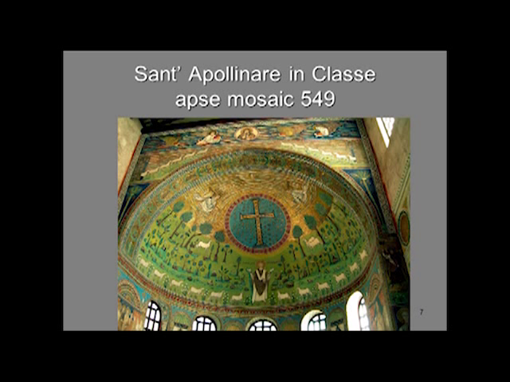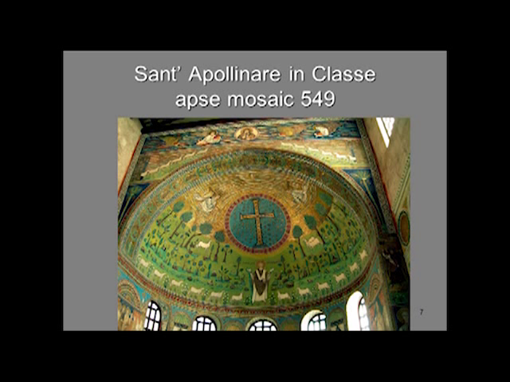The apse mosaic dates from the 6th century. It would have been finished by 549, so we're using that as a terminus date. It was finished by that time because that's the date of the dedication of the church. And it has very interesting symbolic iconography. It depicts 2 interrelated scenes.